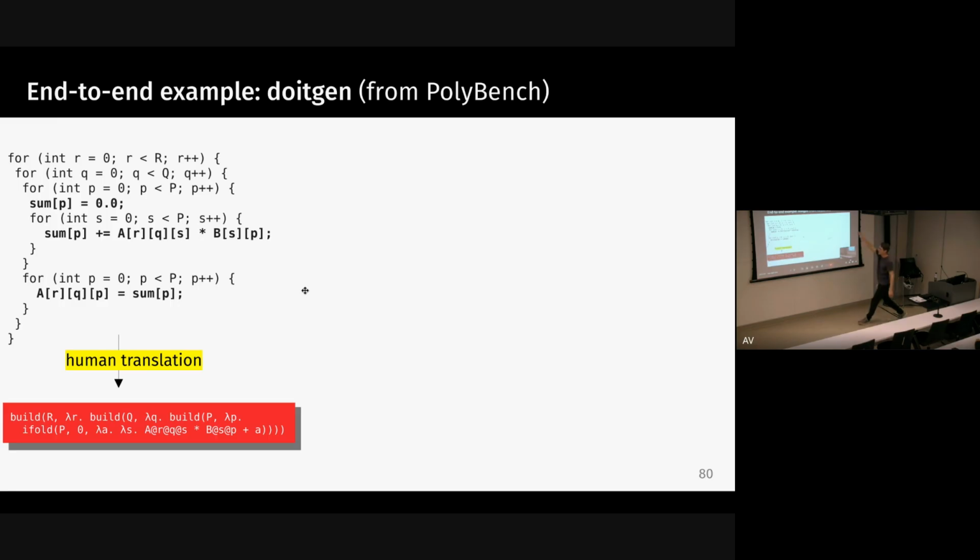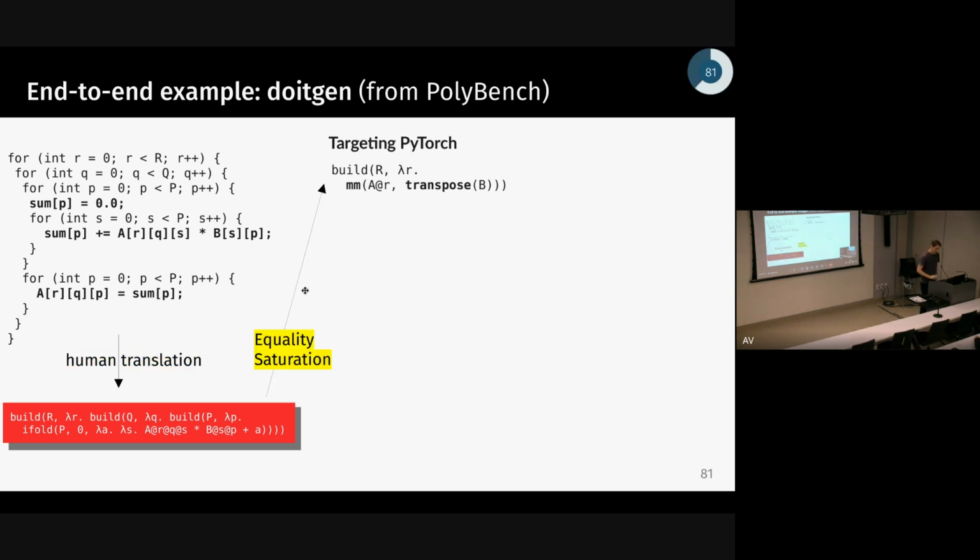So this complicated C program turns out to be a couple of nested builds with some code. We then apply equality saturation, and we notice that this complicated C program on the left is equal, if you're targeting PyTorch, to a build of a call of matrix multiplication with a matrix being transposed. Then we give that to a Python code generator, and we get Python code that would call PyTorch from this C program. Okay.